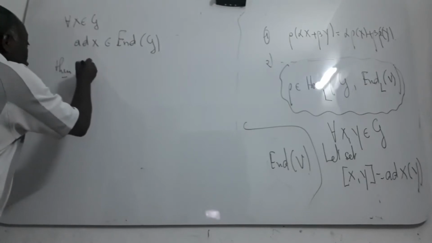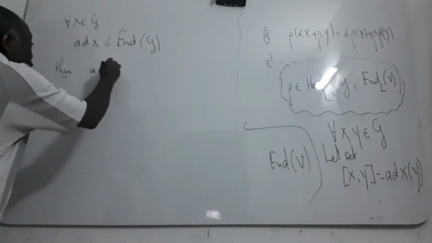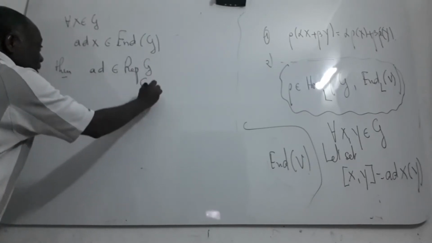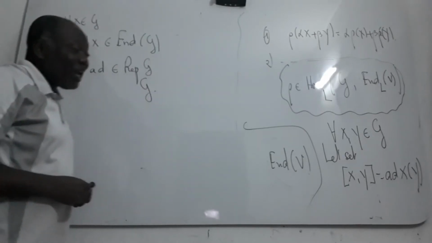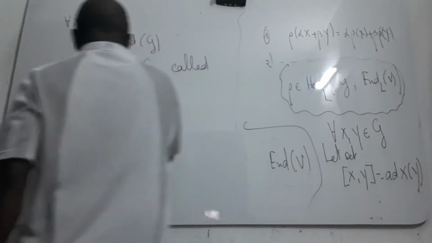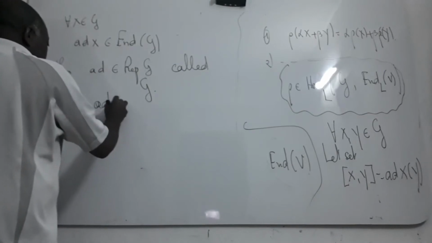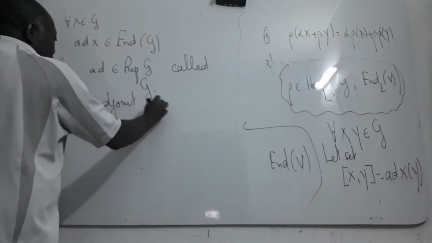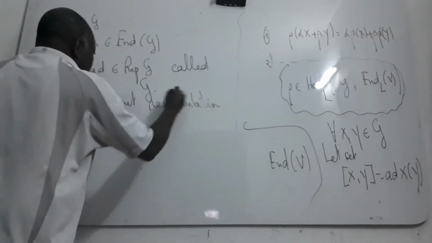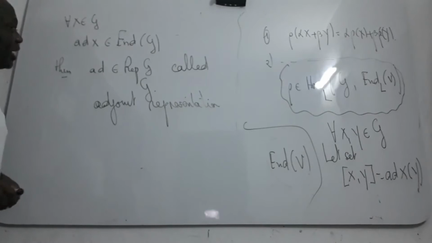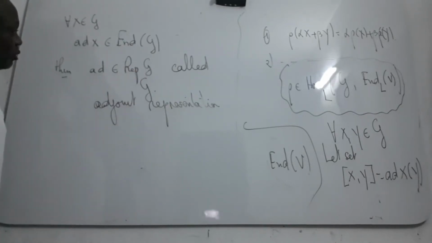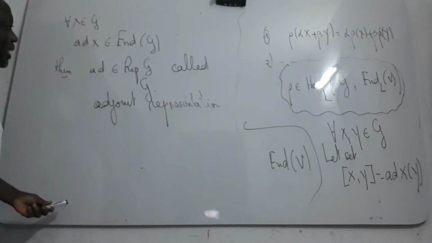Then you can also prove that ad is also a representation of the Lie algebra on the same Lie algebra, which is called the adjoint representation. So the vector space here is just the Lie algebra itself. It's called the adjoint representation.